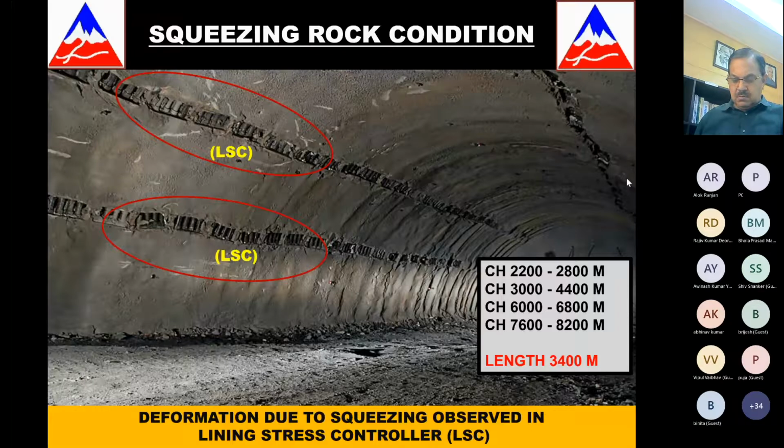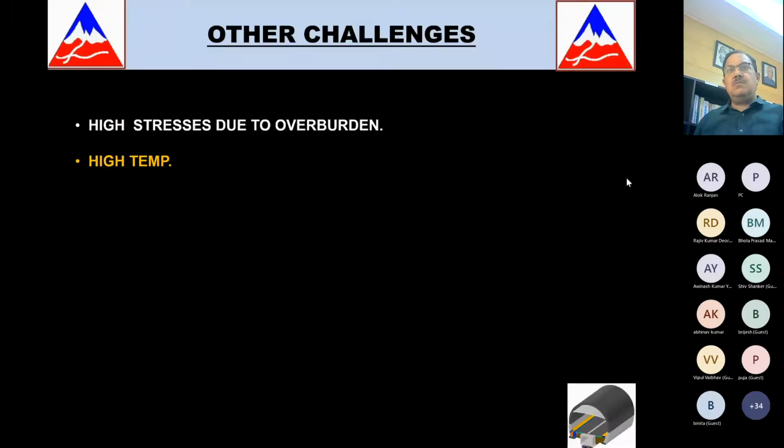Right. Obviously high stresses due to overburden, very high temperature. We also know that the gradient of the Earth is about 27 degrees a kilometer. So where we were, about 1.52 kilometers below, the temperature was about, you would not believe, before the breakthrough, we did the breakthrough 5 kilometers inside from South Portal, temperatures would start touching 50 to 53 degrees, and we had to rotate labor every 2-3 hours because they could not sustain such temperature.